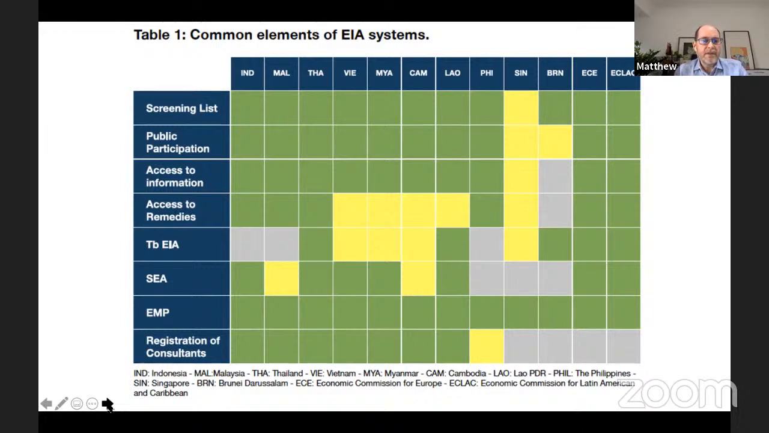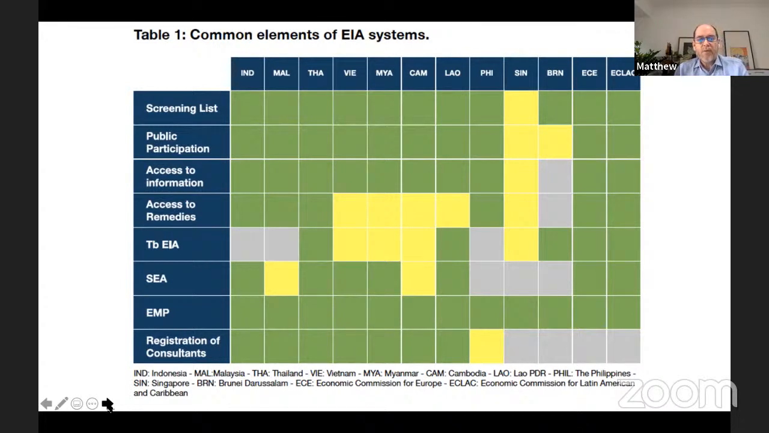And I'll go into some detail as to what those particular topics mean. But it can be seen from this chart that the green represents a legislation or some form of legal instrument where that item is present. The yellow, where some form of process is conducted, but it may not be in a formal legal manner. And the grey is where that is particularly absent.